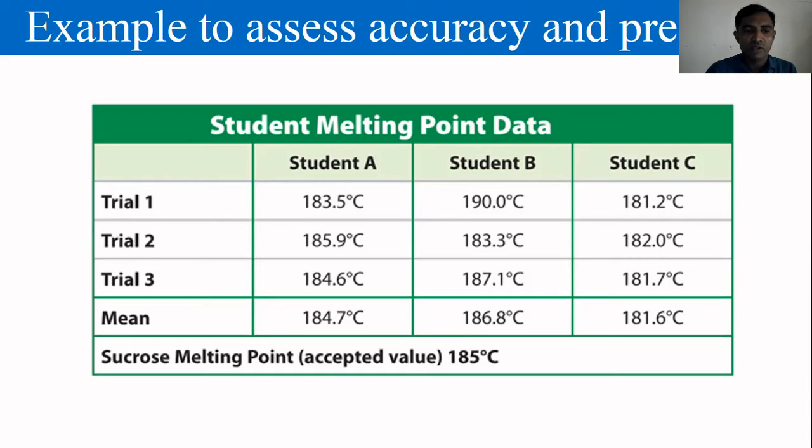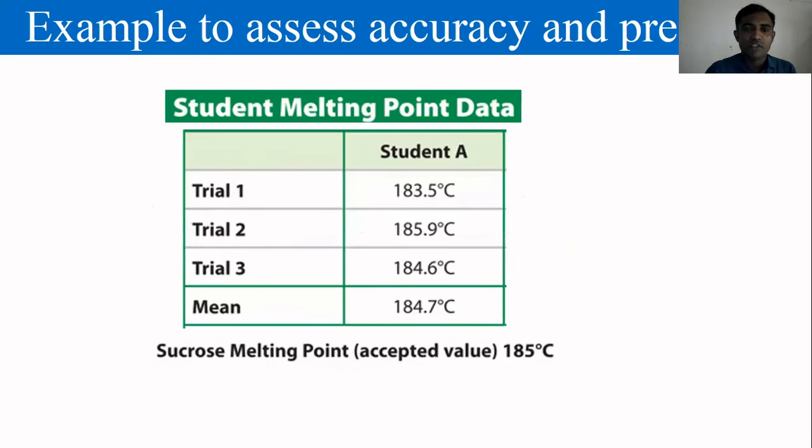But the actual or accurate value of sucrose is 185 degrees Celsius. So by looking at these three data sets, you can easily conclude which values are accurate. Student A has recorded three different trials containing a mean value which is very close to 185, which means this value is the true or accurate value. Student B is not that accurate, and student C is not accurate at all.